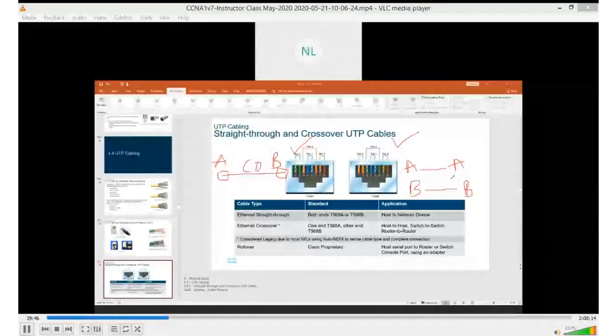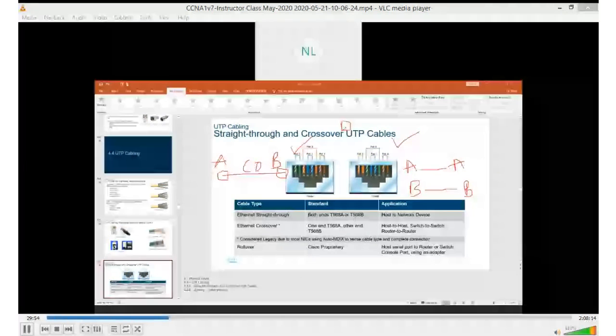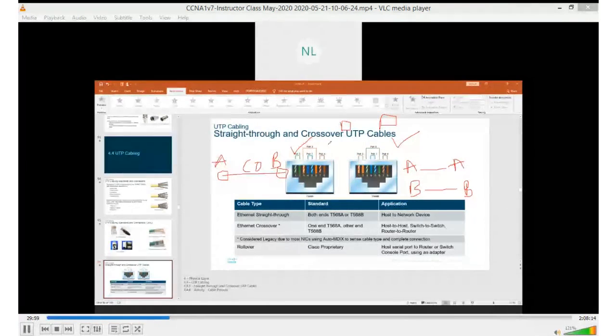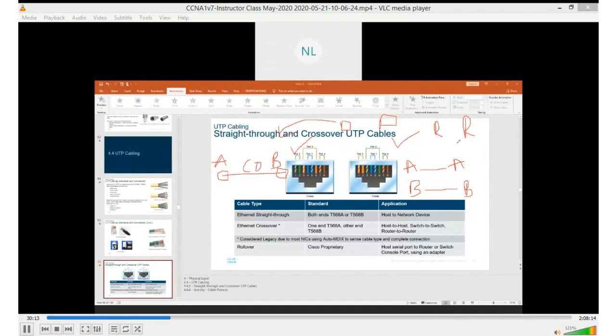Now, if you are connecting similar devices, let's say a PC to another PC, then you use a crossover cable. When you are connecting similar devices, you use a crossover cable. If I'm connecting a router to another router, I use a crossover cable. If I'm connecting a switch to a switch, I use a crossover cable. So I'll terminate one end to be A and the other end to be B. Laptop to laptop, crossover cable. PC to PC, crossover cable. Desktop to laptop, crossover cable, because they are the same.